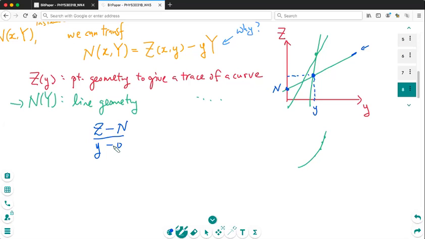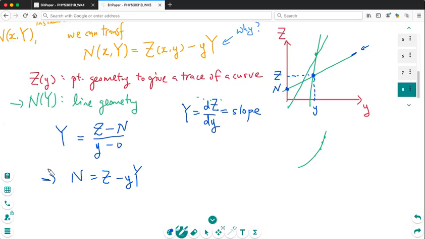Okay. And what is this slope here? This slope is the slope of the tangent, for the line crossing this point z, y. Okay, and this is my slope, big Y, and this will just be dz dy. Right, this is the slope. Okay, and slope can be expressed by simple argument by looking at the point. So I rearrange, and I will get my n is z minus y times big Y, as required, exactly written here. As claimed.